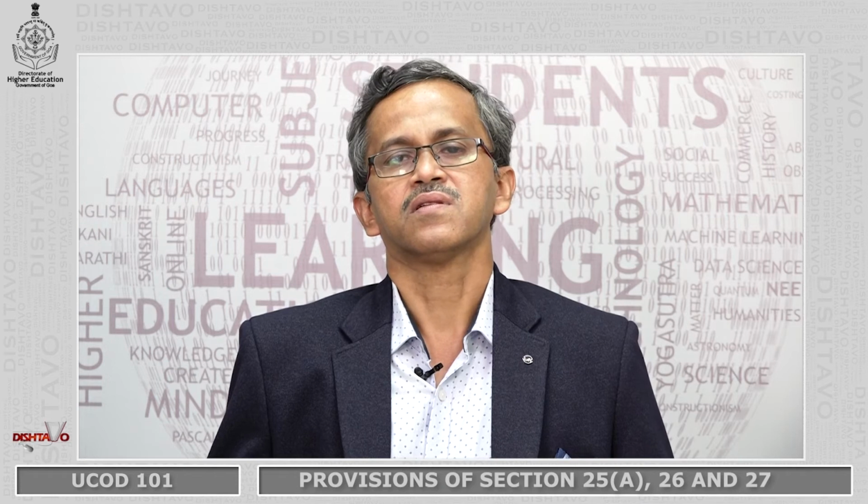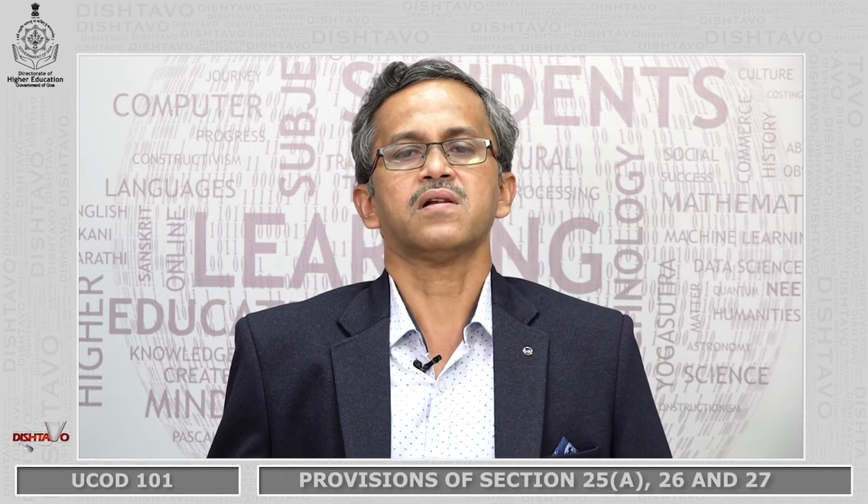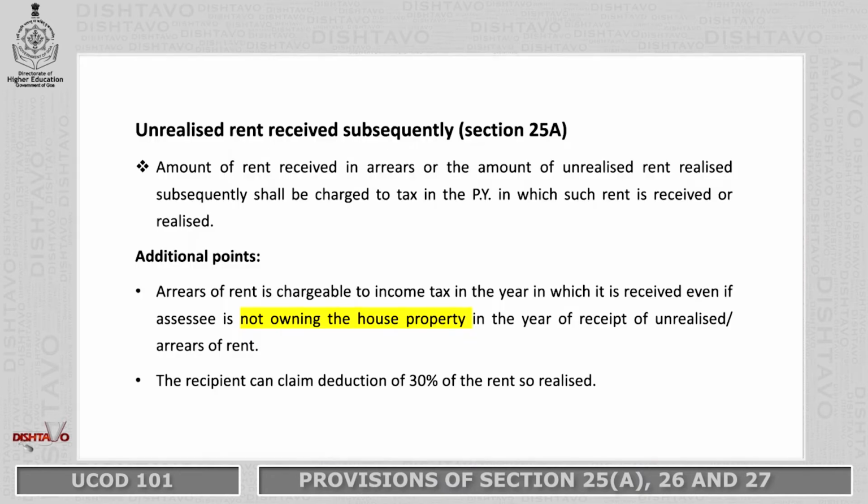and section 27. Now, unrealized rent received subsequently is covered under section 25A. The amount of unrealized rent received in arrears or the amount of unrealized rent realized subsequently shall be charged to tax in the previous year in which such rent is received or realized.